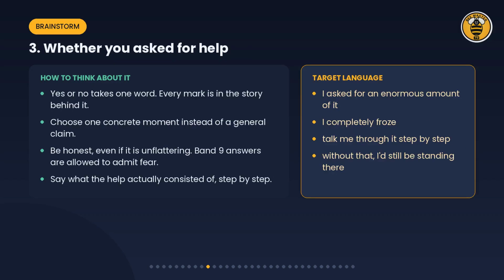Bullet 3. Whether you asked for help. Yes or no takes 1 word, so every mark is in the story behind it. Choose one concrete moment instead of a general claim. Be honest even if it is unflattering, because a band 9 answer is allowed to admit fear. And say what the help actually consisted of, step by step.